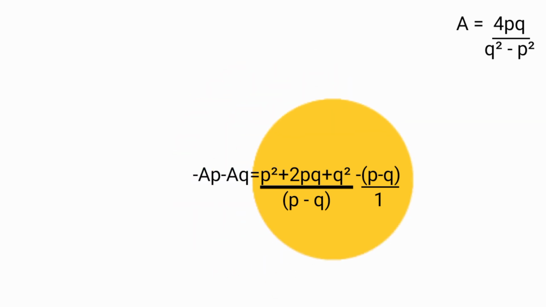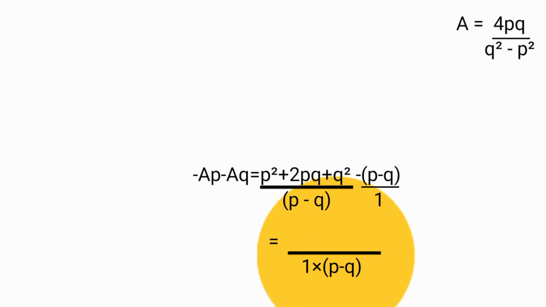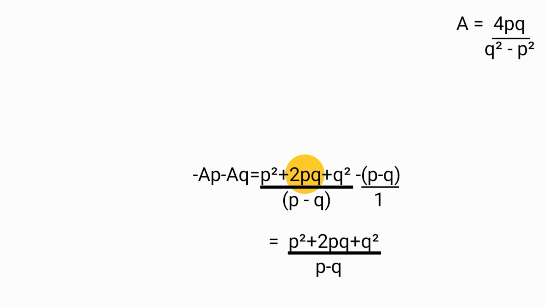Now combining this into a single fraction, here the denominator is p minus q and here is 1. So what is the lowest common multiple of p minus q and 1? It is 1 times p minus q, which is p minus q. So here now, p minus q divided by p minus q is 1. 1 times p squared plus 2pq plus q squared is p squared plus 2pq plus q squared. And here, p minus q divided by 1 is p minus q. P minus q times minus open bracket p minus q is minus open bracket p minus q times p minus q.